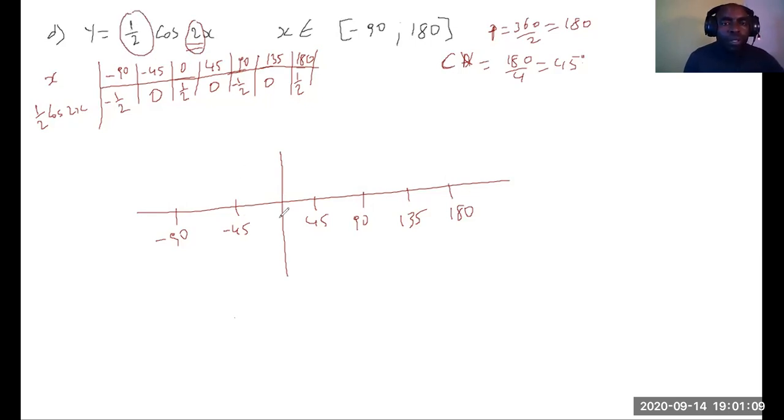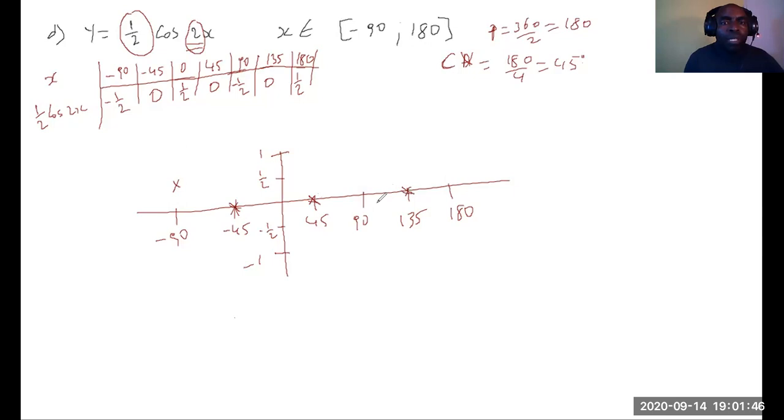So we have got here 1, and here we have got negative 1. This is a negative a half, and this is a half. So negative 90, we have got a negative half somewhere there. Well, let's start with our zeros. Our zeros is at negative 45. At 45, we got the zeros there. And 135, we got the zeros there.